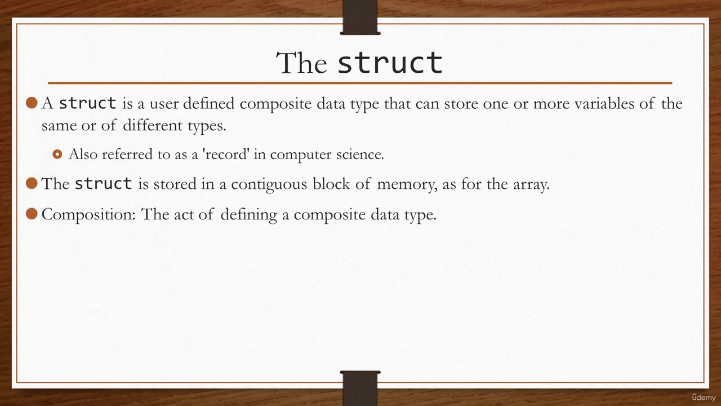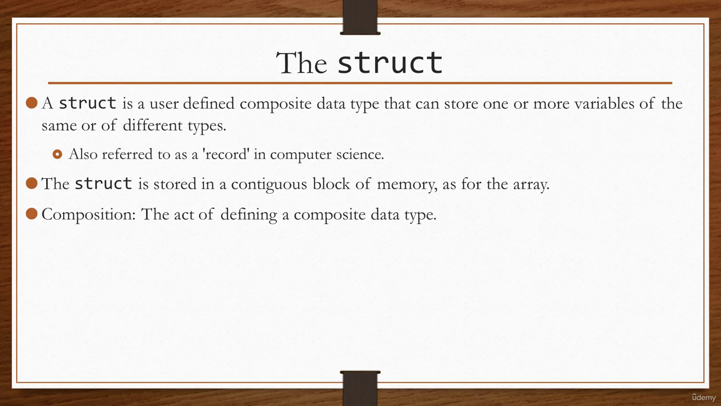So let's try to define a struct. A struct is a user-defined composite data type or compound data type that can store one or more variables of the same or different types. It is also referred to as a record in computer science. So the struct is stored in a contiguous block of memory, as for the array that we discussed previously.